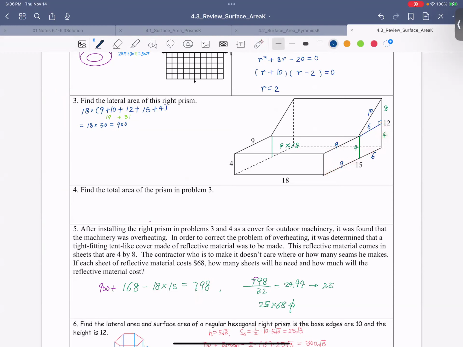15 by 4, yes? 60. 15 plus 4 plus 15 times 4. 15 times 4 is this. And then the triangle, half means times 6 by 8. 24. And then by 2, yes? 60 plus 24 times 2. 84 by 2 becomes? 128. Wait, no, 168. And then add.